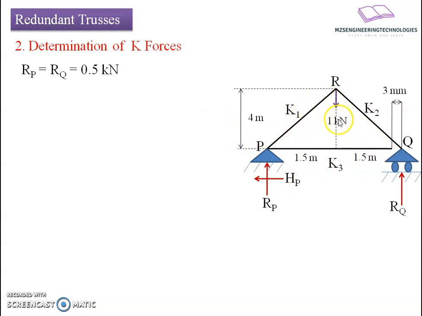Under the application of the unit load, the reactive forces at P and Q will be equal to 0.5. Since the geometry is symmetric, we can say Rp equals Rq, which equals 1 by 2, that's W by 2, it comes to 0.5 kilonewton. Now we'll analyze the member forces by the joint method. Let's go with joint P first.